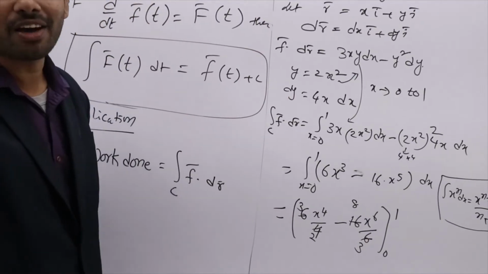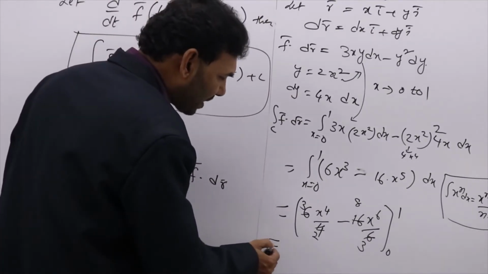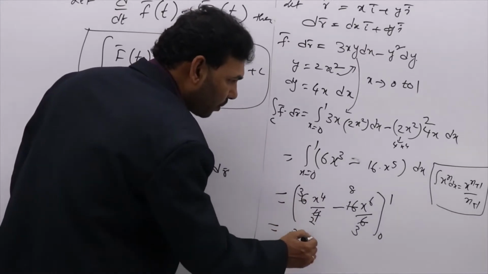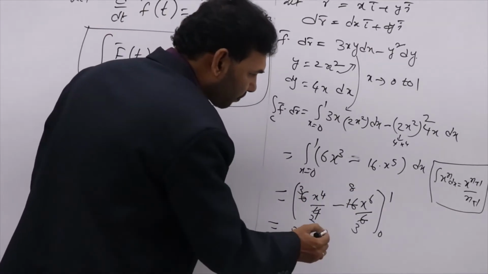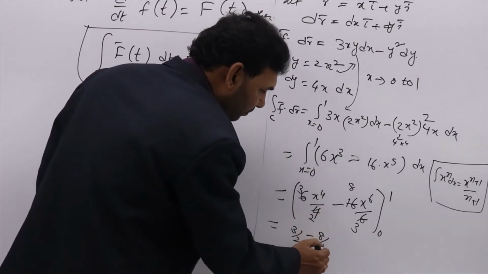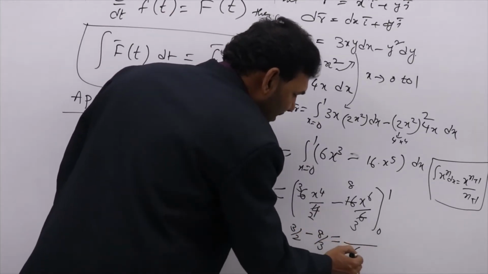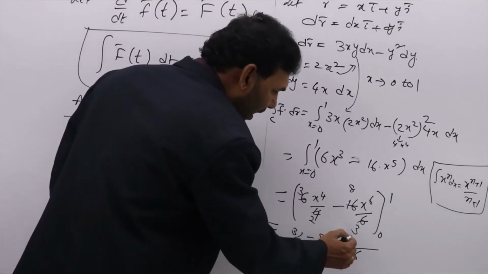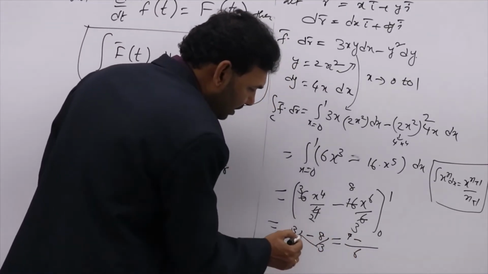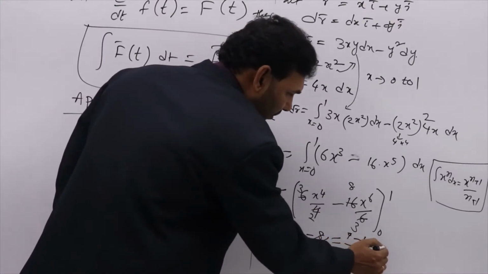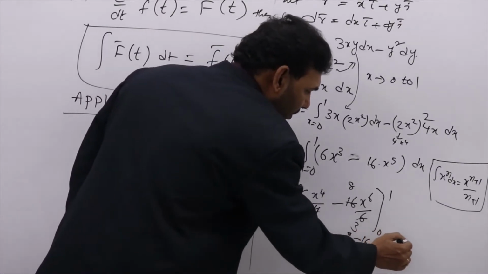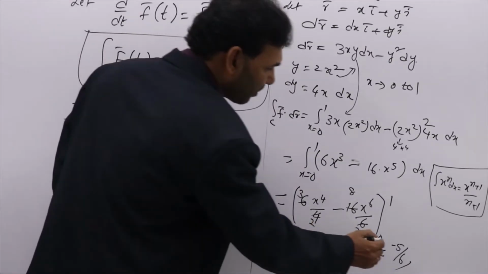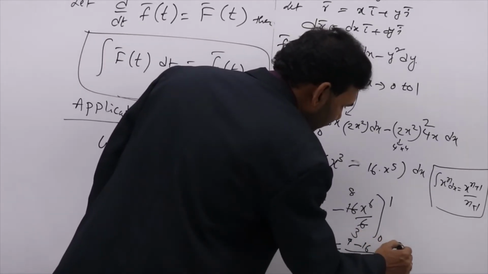Now write x as 1 in place of x. If you write 1 in place of x, what will you get? 3 into 1 is 3, so 3 by 2. 8 into 1 is 8, so 8 by 3. So again take 6 as LCM. 2 3s are 6, 3 3s are 9, 3 3s are 9, 2 8s are 16. So finally, what you will get? 9 minus 16, minus 7 by 6.